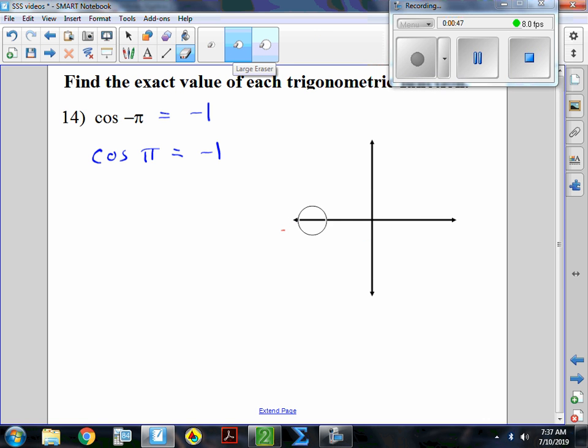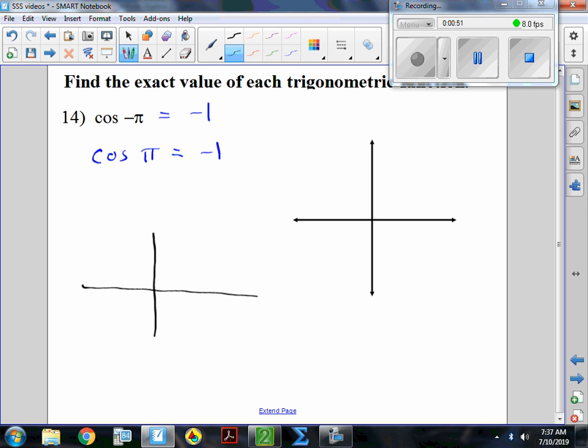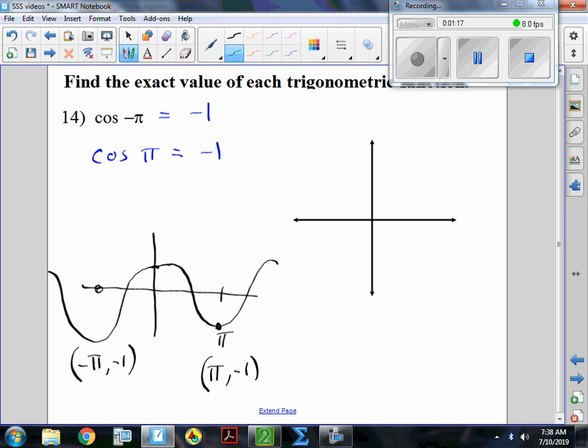Another way that we know that cosine pi and cosine negative pi are the same thing is by looking at the cosine graph. If we look at the cosine curve, cosine of pi is equal to -1. Cosine of negative pi is also equal to -1. So a couple different ways I know that.